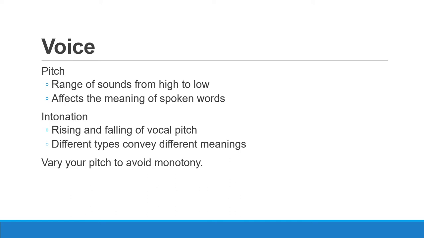If you've ever had a presentation where someone spoke in the same tone the entire time, it's very boring and very painful. So be careful that you don't fall into that rut of speaking in the same tone all the time. You will want to go up some and go down some as well.